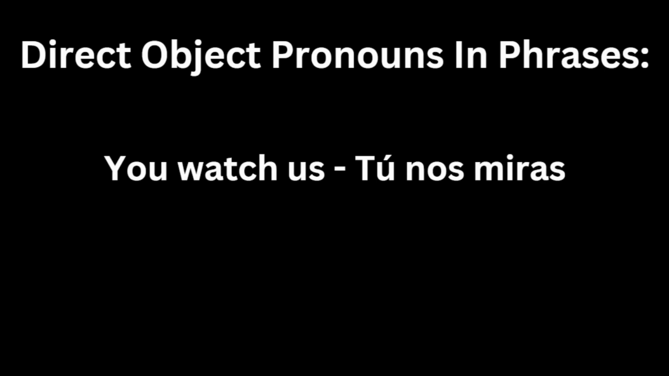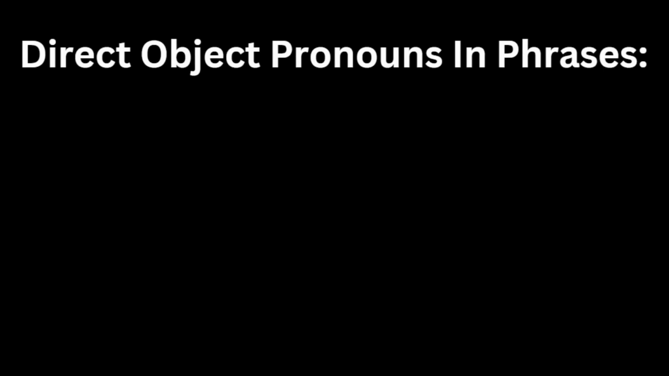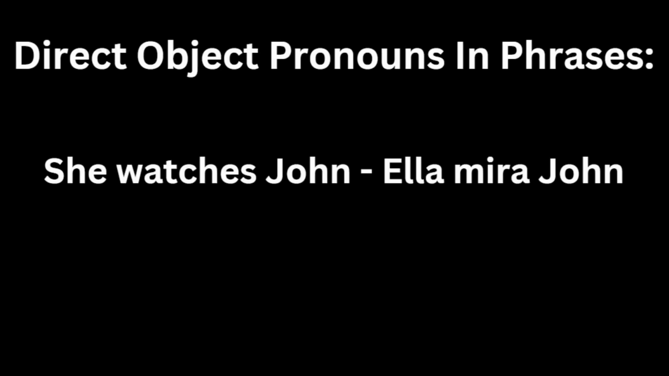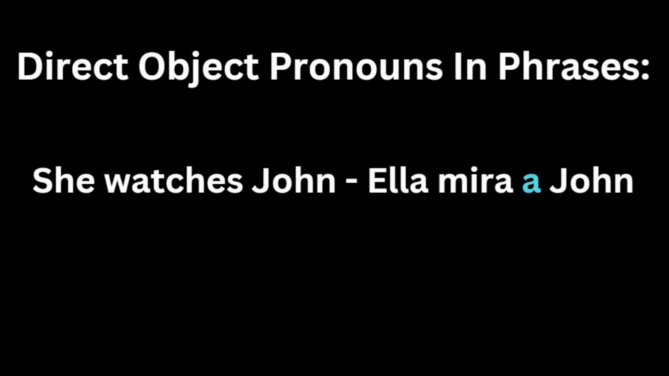And the same concept can basically be applied to any sentence you want to say. However, there are more things you should know about direct object pronouns, specifically relating to people and using pronouns like him and her. You can have a sentence like "she watches John," and you would want to say "ella mira John," but Spanish says that whenever you have a connection with a person, you have to put a personal preposition "a" before the person's name. So you would simply say "ella mira a John."